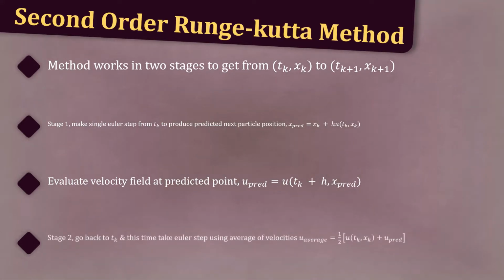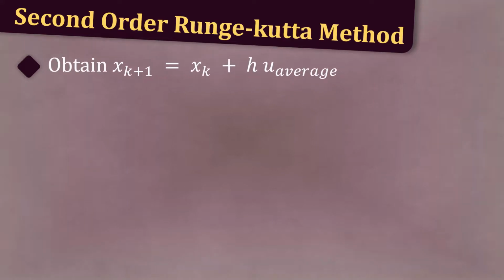For stage 2, we go back to tk, and this time we take an Euler step using the average of the velocities. u average equals a half, u of tk, xk plus upred. In this way, we obtain xk+1 is equal to xk plus h times u average.